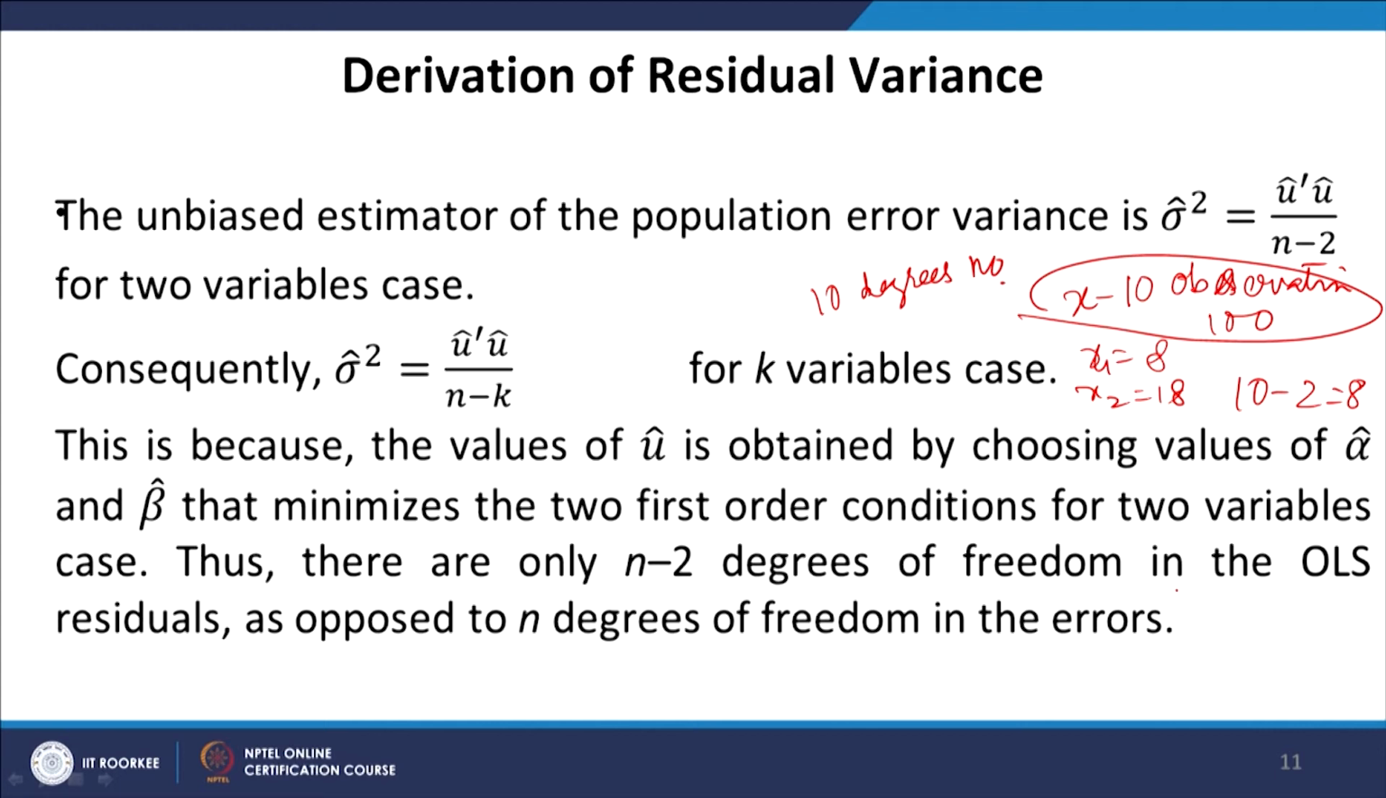In a similar fashion, because there are 2 constraints imposed while choosing alpha hat and beta hat, that reduces the degrees of freedom for the sample residuals to n minus 2. Otherwise, there would have been n degrees of freedom for the sample residuals as well, had we not followed the procedure of OLS, right.